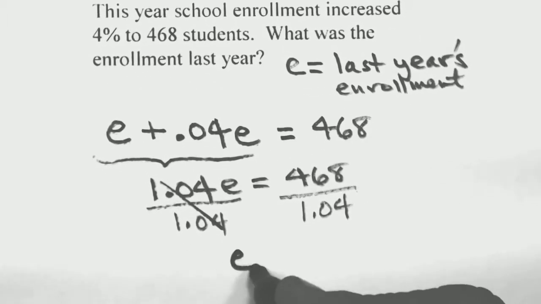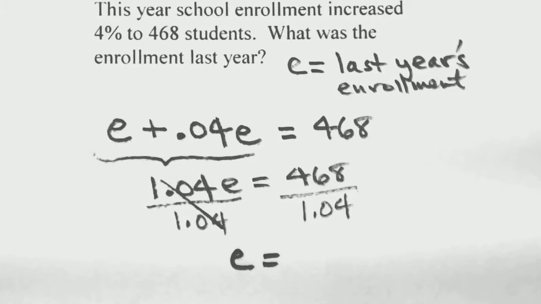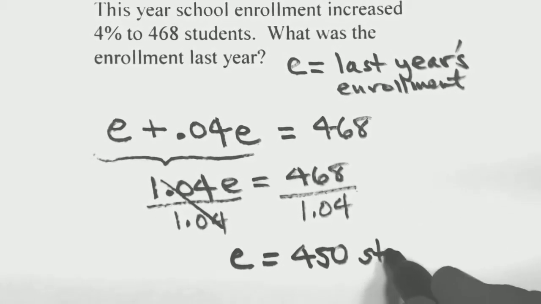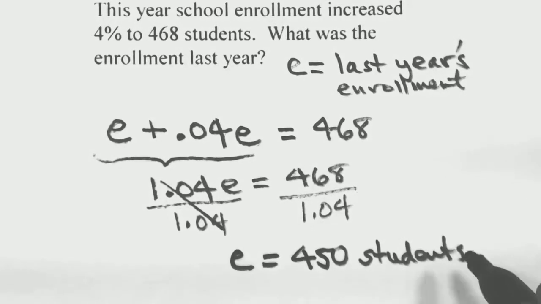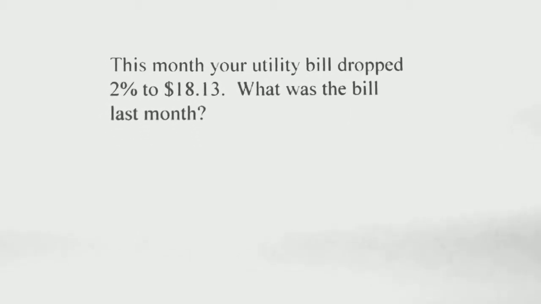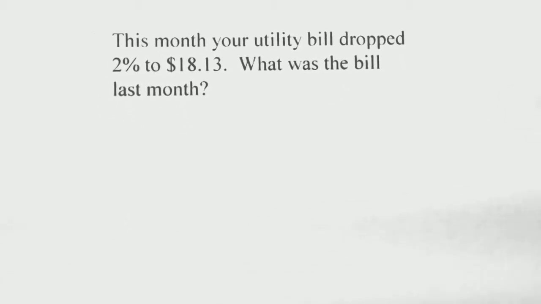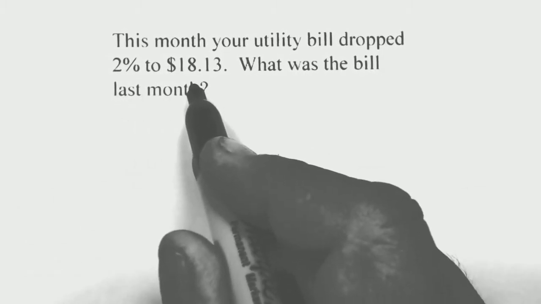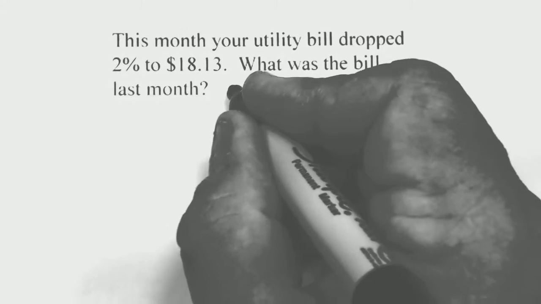But let's go ahead and get what it is. E equals, again, get your calculator, 468, and now we're going to divide that by 1.04 and come up with 450. And of course, remember, this is students, so be sure you label it. Okay, well, let's look at a utility bill example here. This month, your utility bill dropped 2% to $18.13. What was the bill last month?